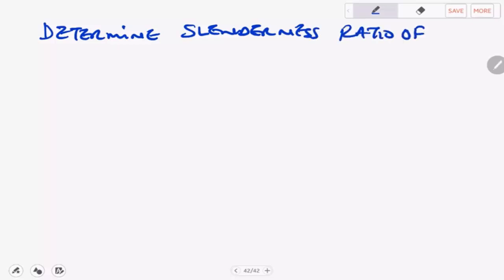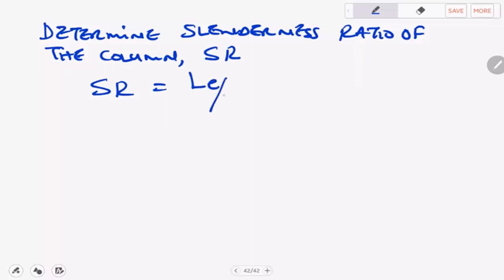Determine the slenderness ratio of the column. The slenderness ratio is equal to the effective length divided by the radius of gyration about the weakest axis. The slenderness ratio is a dimensionless number which gives us the ease with which a column buckles.